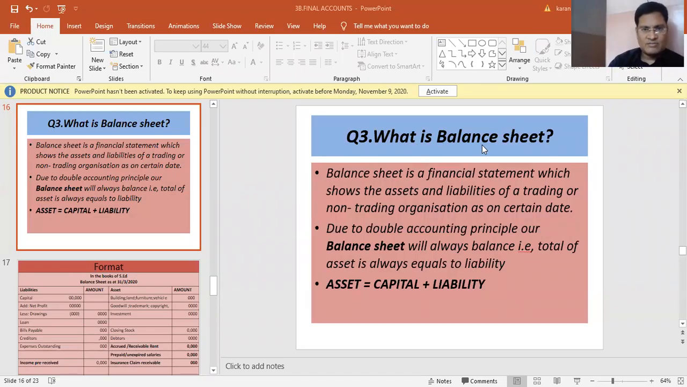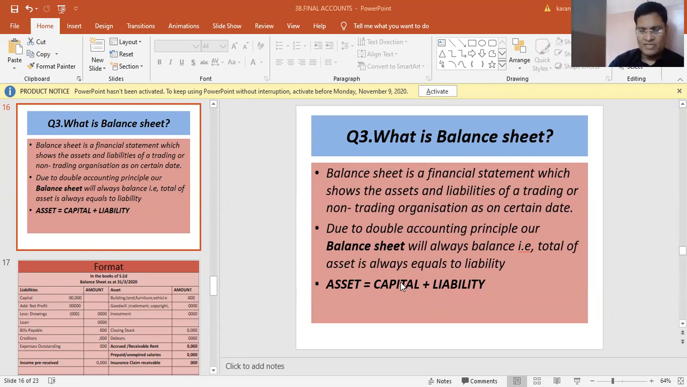What is a balance sheet? A balance sheet is a financial statement which shows the assets and liabilities of a trading or non-trading organization as on a certain date. Due to the double accounting principle, our balance sheet will always balance. That is, the total of assets is always equal to liabilities. Asset is equal to capital plus liability.